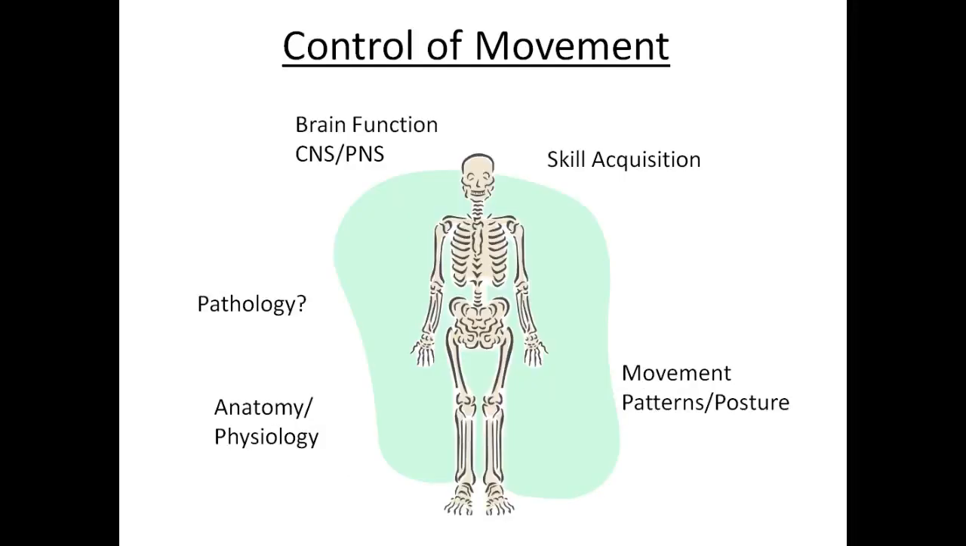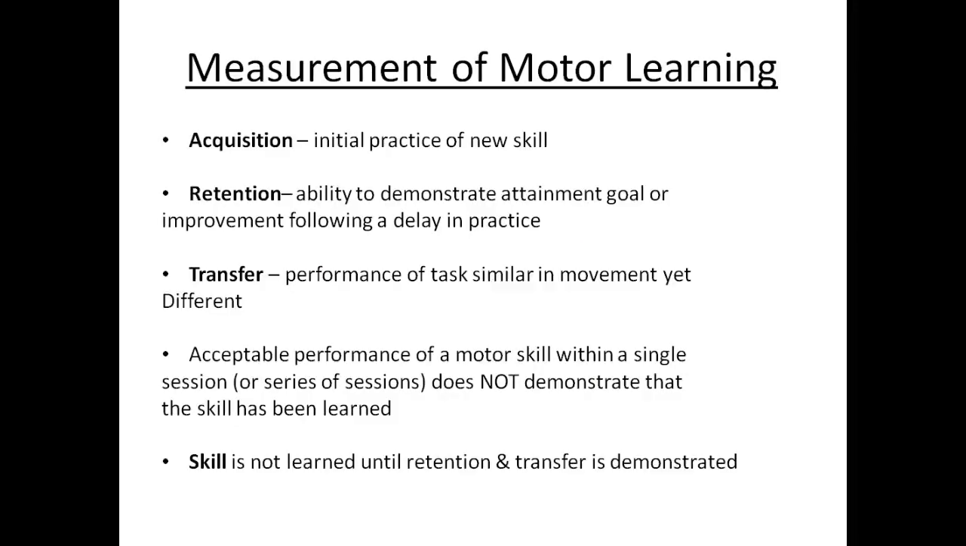So we've got to think about the brain, the central nervous system, and the peripheral nervous system, skill acquisition, skill being the learned ability to bring about predetermined results with maximum certainty, often with minimum outlay of time or energy or both. We've got to think about movement patterns, we've got to think about your posture, and relate this to pathology. You know, how does movement change if a young child has cerebral palsy, for example, and related to potentially abnormal anatomy or physiology.